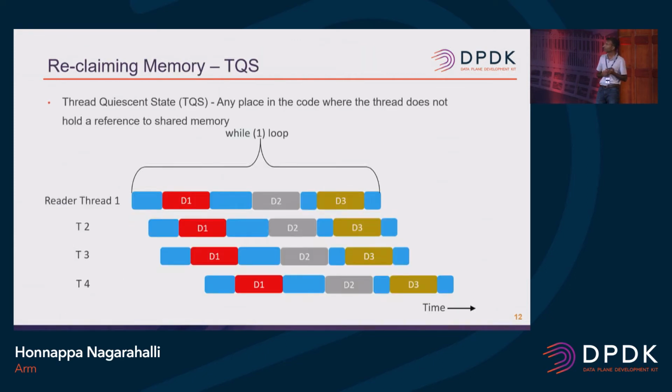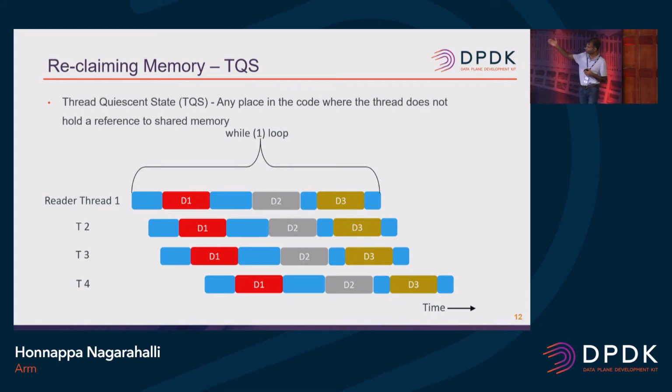So now the last part, reclaiming the memory. Here I want to talk about this thread quiescent state. In short, I just call it TQS. TQS is a place in the code where a thread does not hold any reference to shared memory.